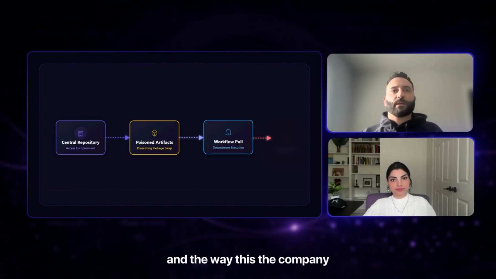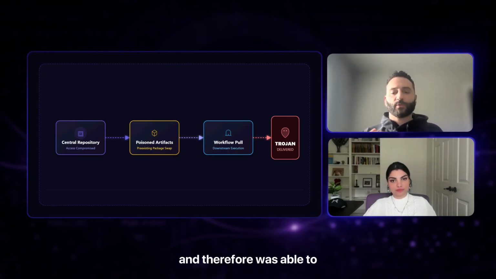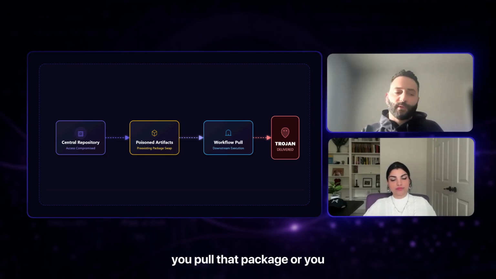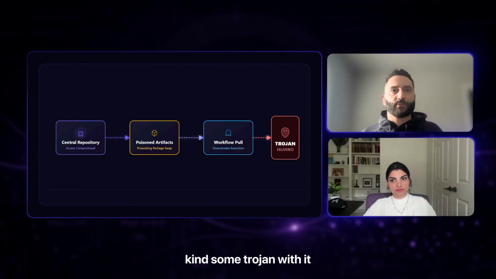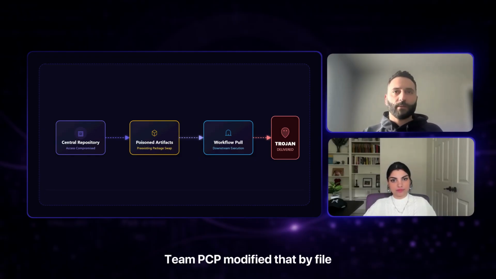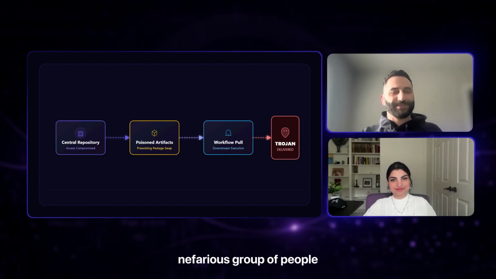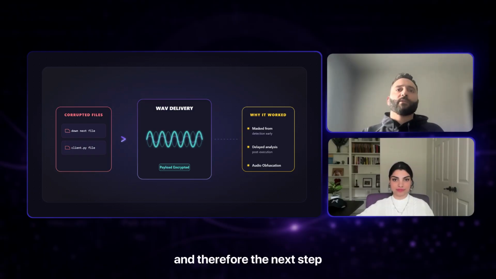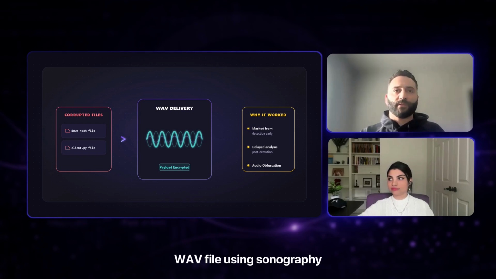And the way it worked is that at some point somebody was able to compromise this repository and therefore was able to push compromised packages across pre-existing packages. And therefore, whenever you pull that package, or through a workflow or whatever is happening, you're pulling some Trojan with it. And so, it started with a corrupt telnet file where Team PCP modified a .py file. And keep in mind, Team PCP are a North Korean group that are very active and very nefarious. So they started by corrupting the telnet files and corrupting the client.py file. And therefore, the next step from that on was how they delivered the payload. They hid the payload in a WAV file using steganography.